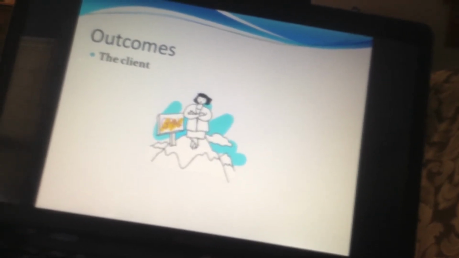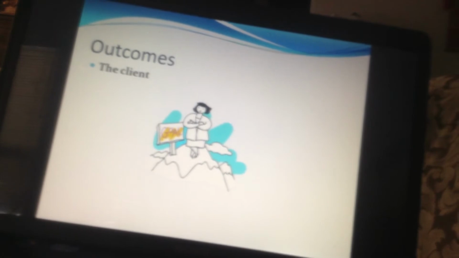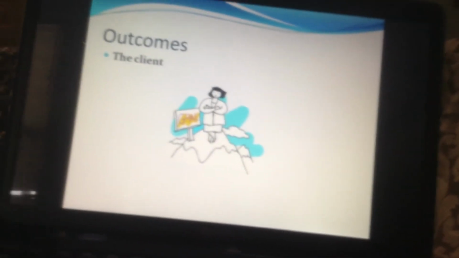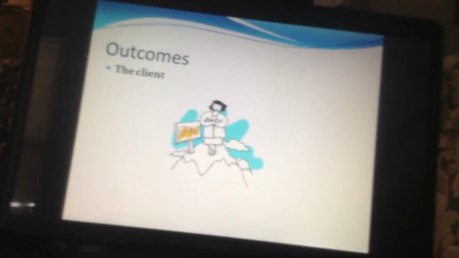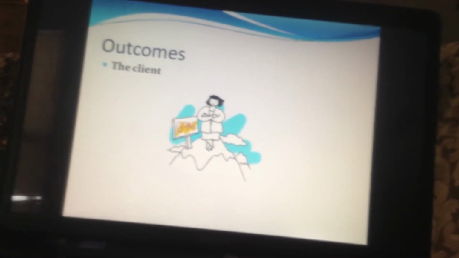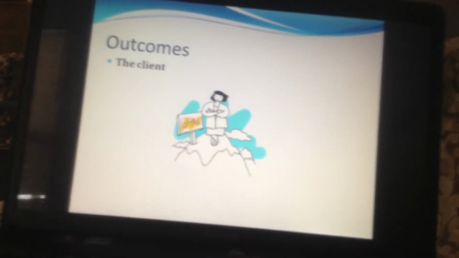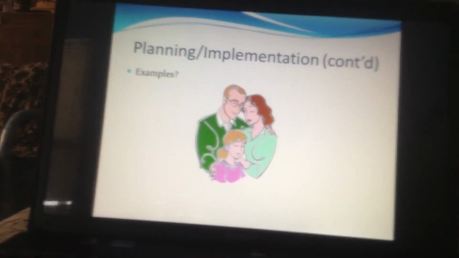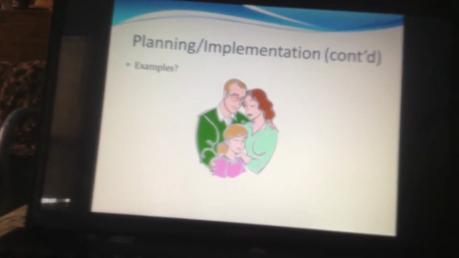Examples of outcome would be that the client does not experience any kind of self-harm or physical harm, the client has their self-care needs fulfilled, or the client learns to interact with others in a socially appropriate manner. So those would be examples of outcome. Your plan or implementation, again, would come from your outcome.